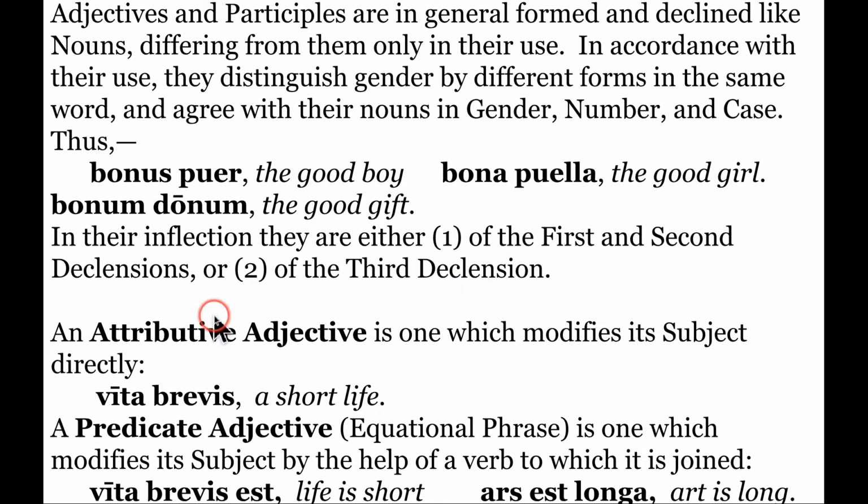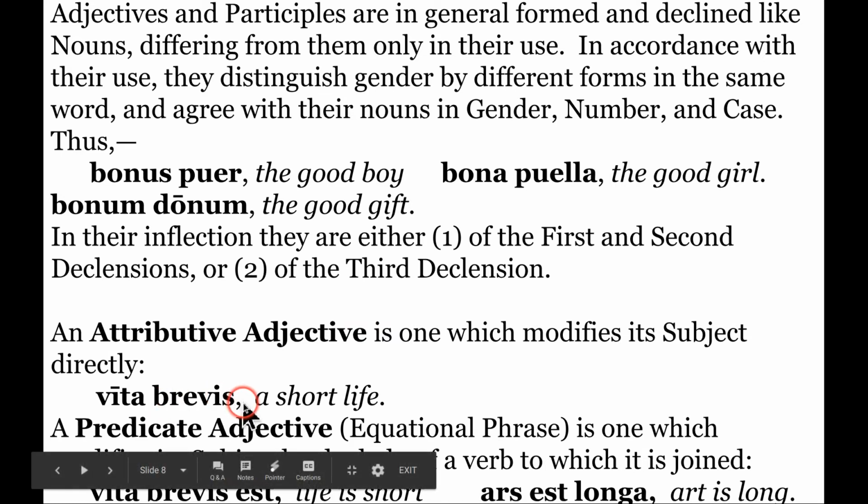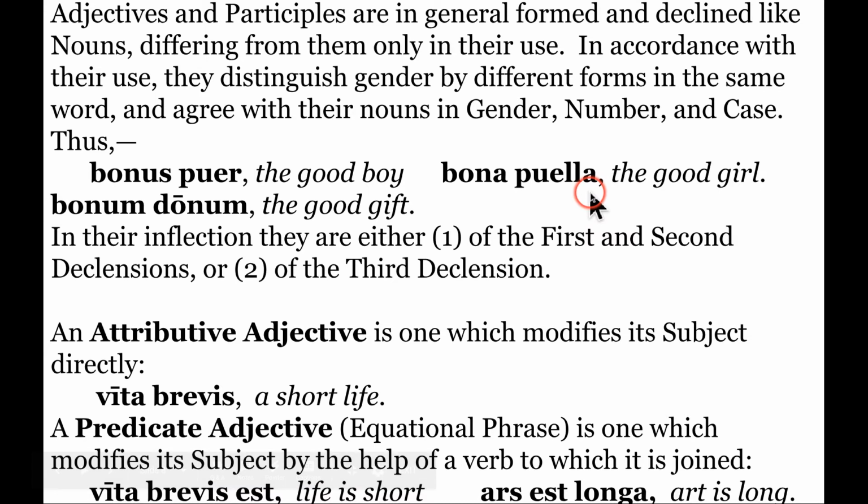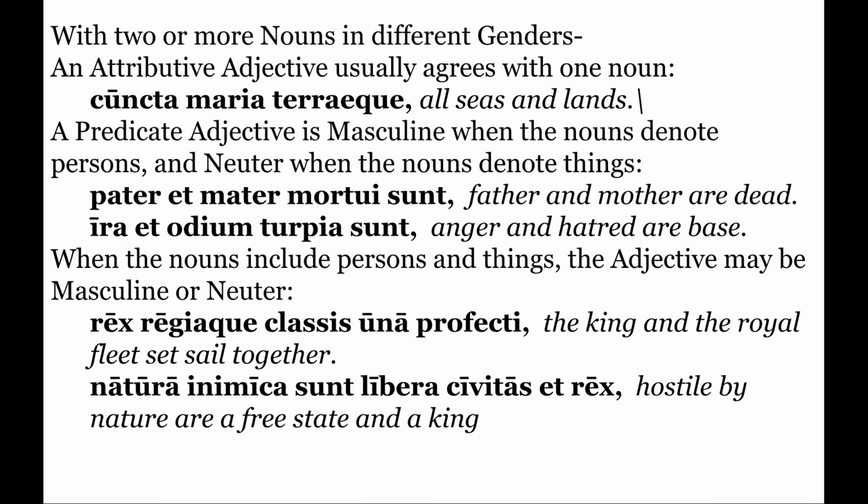two termination. Most adjectives are attributive that we've seen, a short life, but a predicate adjective is an equational phrase. So life is short, art is long. The equational phrase, if it's an adjective, must agree with what it's modifying in gender, number, and case. So attributive adjective agrees with one noun, right? All, the sea, and earth. Mother and father are dead. Notice it's got to agree with both.